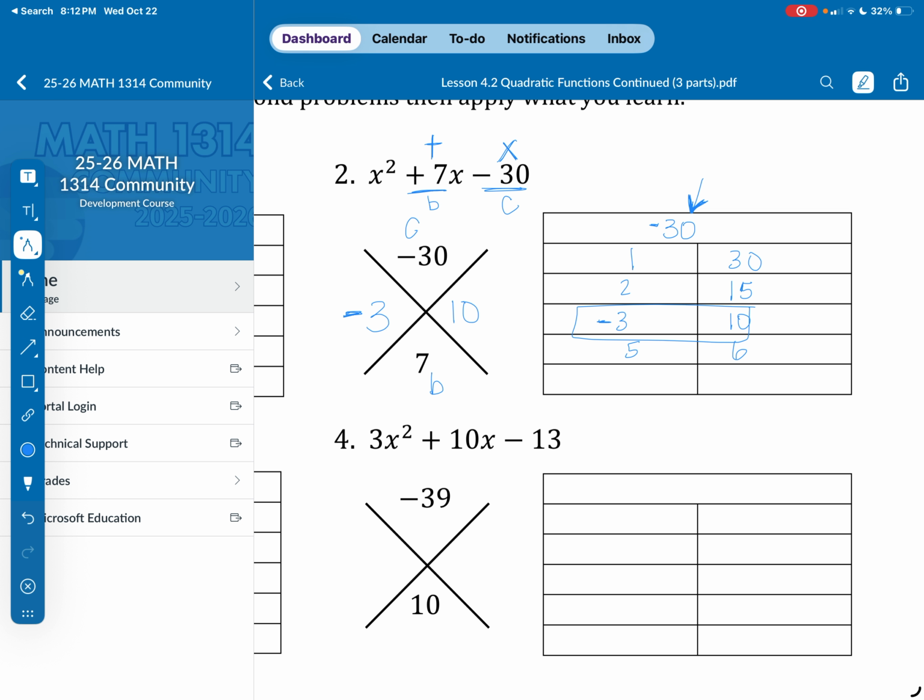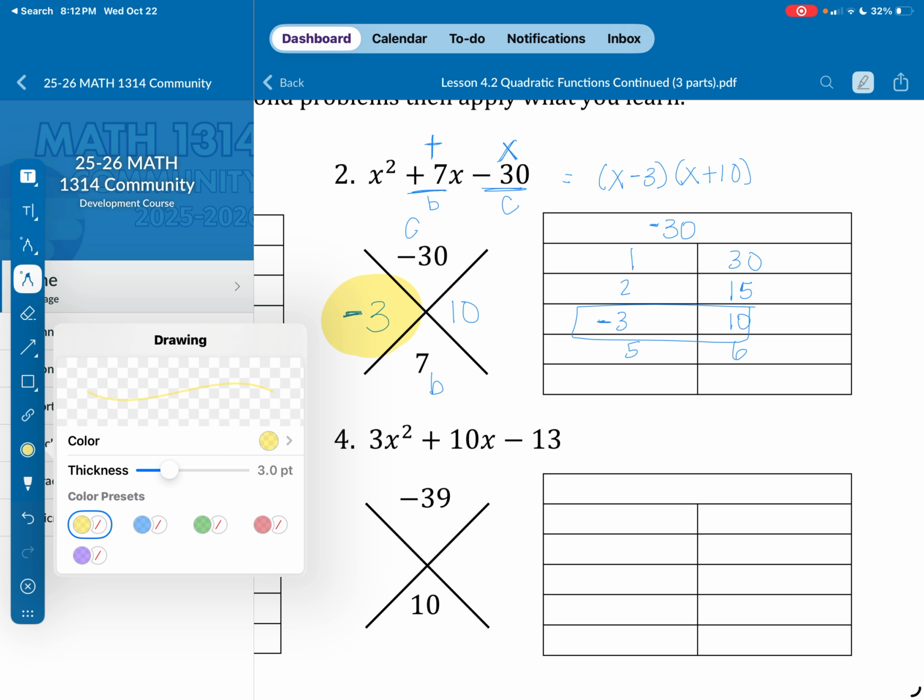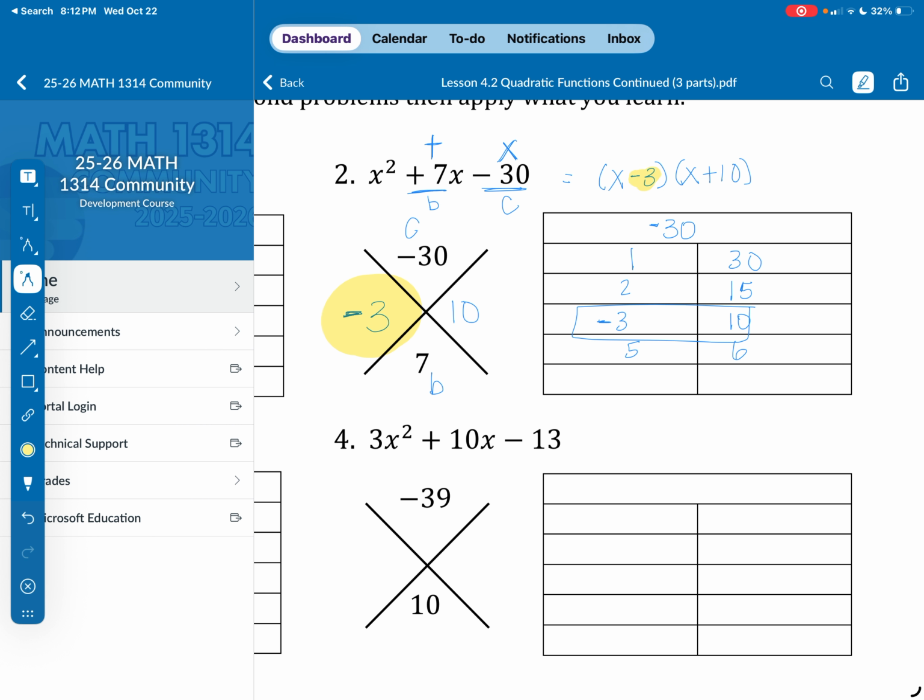And so what you'll see, and we'll do this in a little bit, but I did show the kids in class, the reason we do this is because now I can rewrite this trinomial as x minus 3, x plus 10. And those two numbers came from our factors. Okay, and so that's where those come from. That's the reason that we do that, so that way we can then factor. It just kind of makes it easier for us.